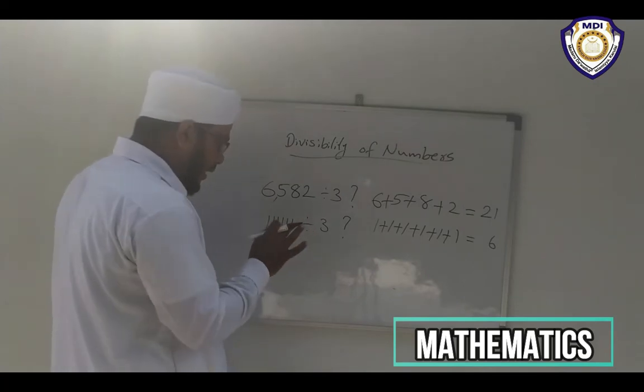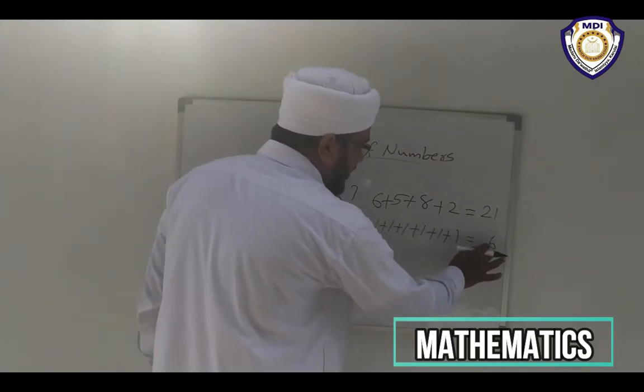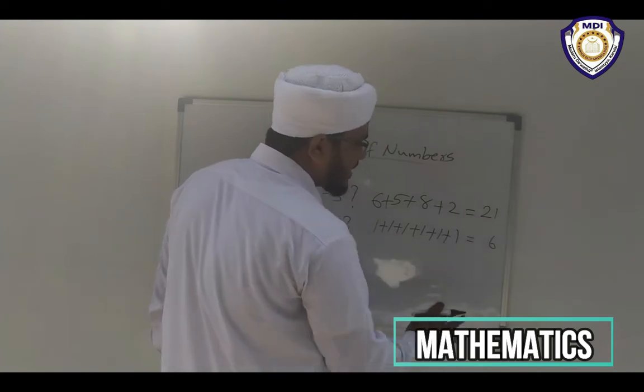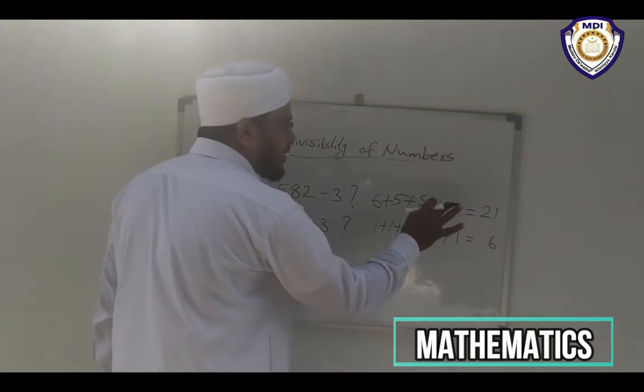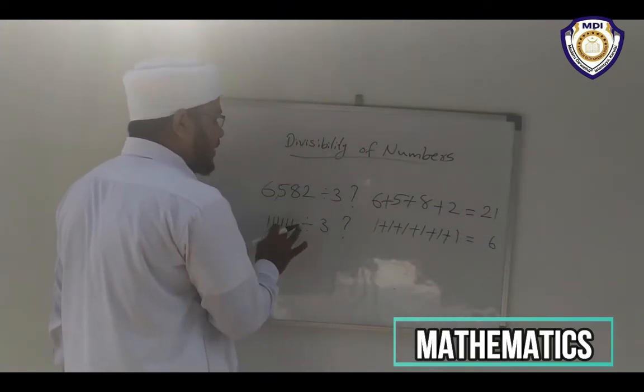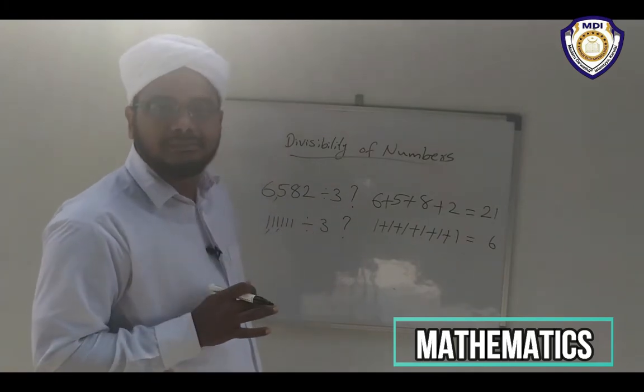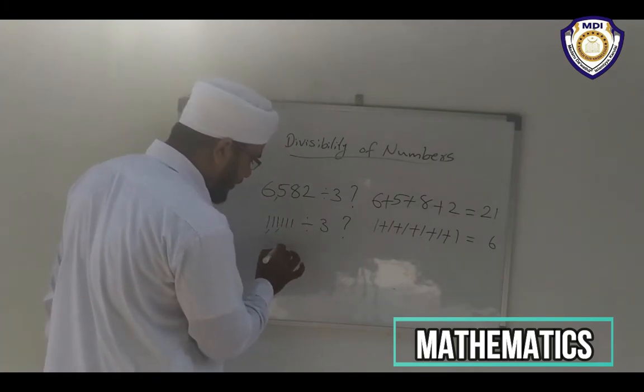Okay, like this. The sum of the digits is 6. So, 6 is divisible by 3. That is why this number is also divisible by 3. Okay, another example.